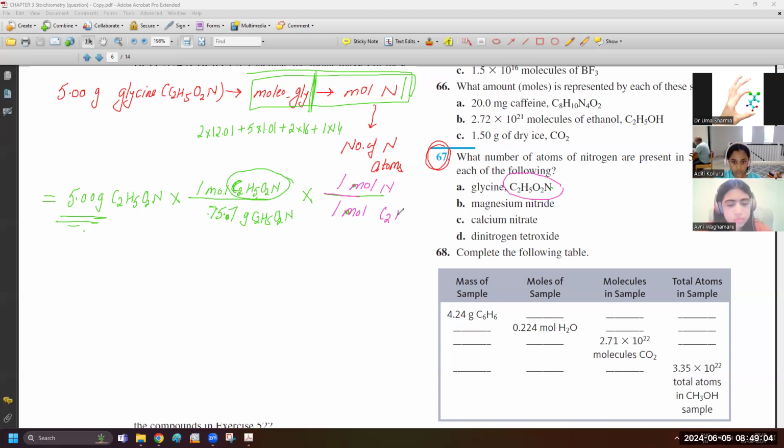Are you confused, Aditi? Look at the formula. How many nitrogens are here? 1. So 1 mole of glycine has 1 mole of nitrogen, right? Yeah. Avni, keep going. Go to the number of atoms of nitrogen. Now, Aditi, let's come to the next level, number of nitrogen atoms. So what ratio should I plug in here so that I get number of nitrogen atoms?